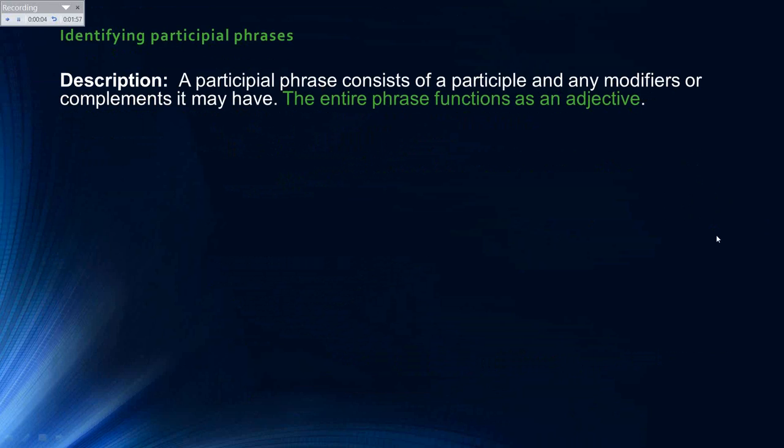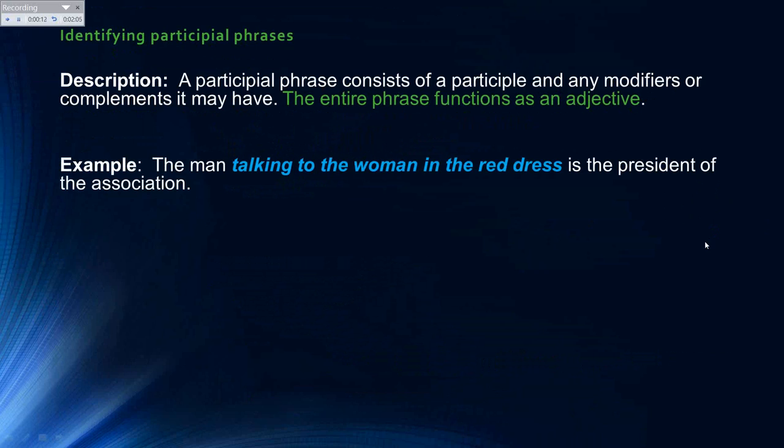A participial phrase then begins with your participle and has any modifiers or complements that go with it. And the whole phrase is an adjective. And you know that you can take adjectives out of the sentence. So you will be able to take the whole participial phrase out of the sentence too. Here's our example. The man talking to the woman in the red dress is the president of the association. Here's our basic sentence. The man is the president of the association.